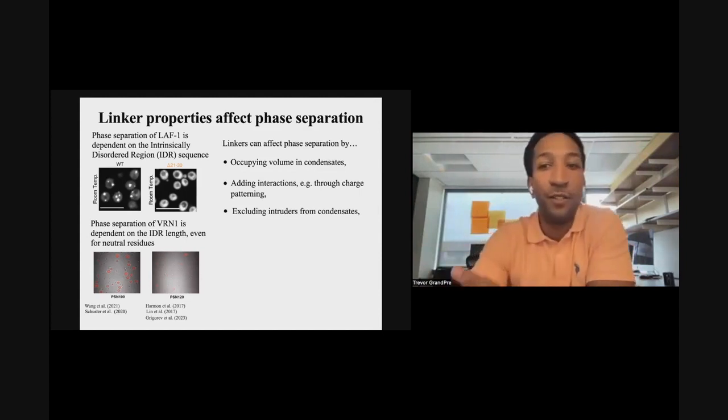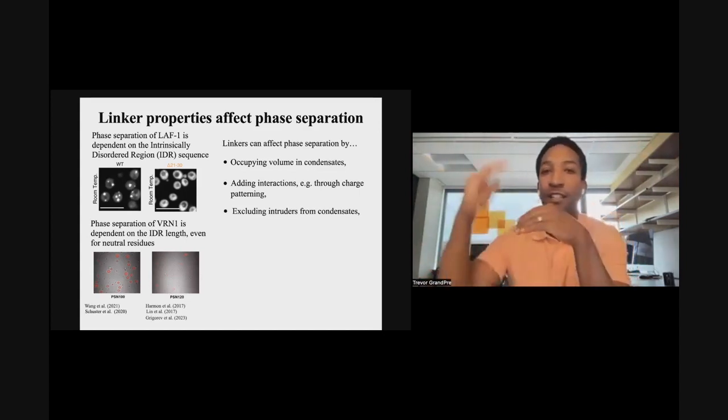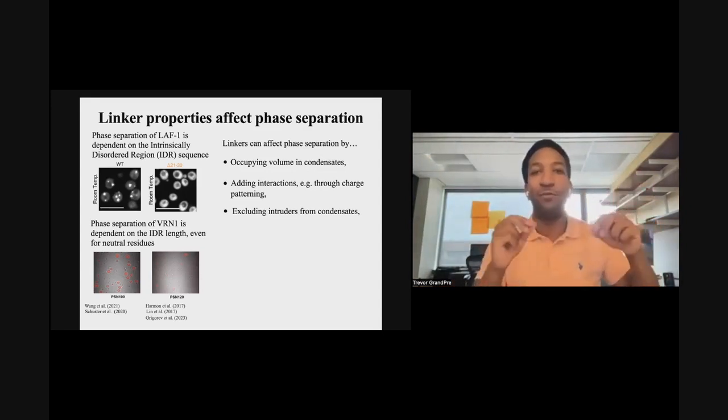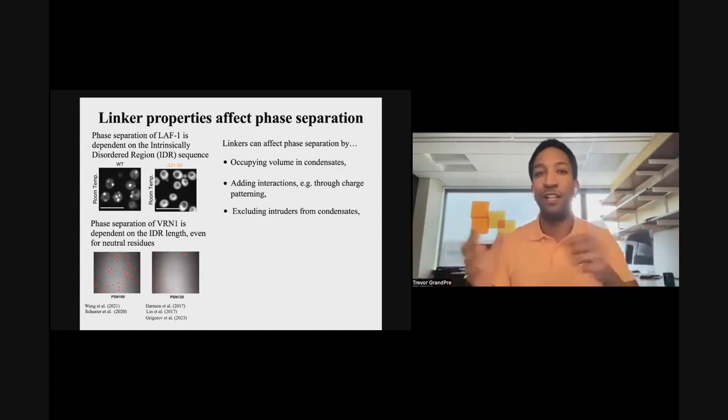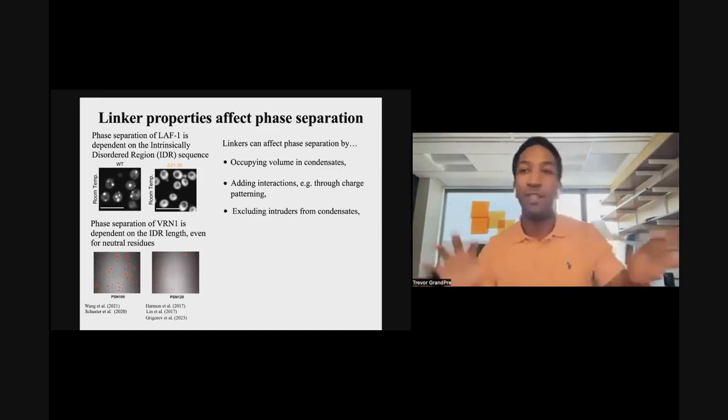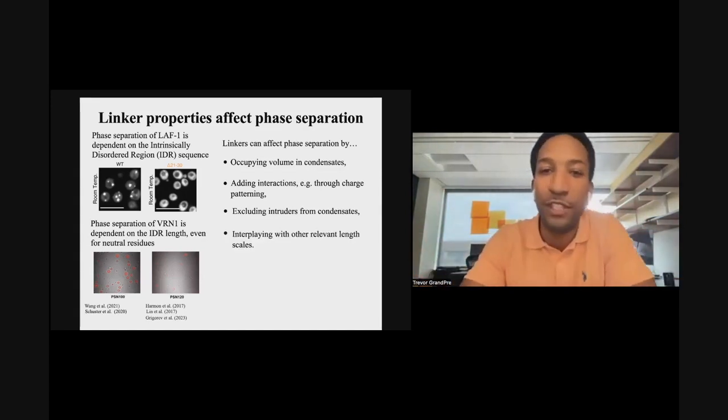Another thing is that they can exclude intruders. As I mentioned in the previous slide, for instance, there could be red proteins and green proteins that are separate. There are not red proteins in the green. So this is another way to keep things separate, as the linkers can help with this.